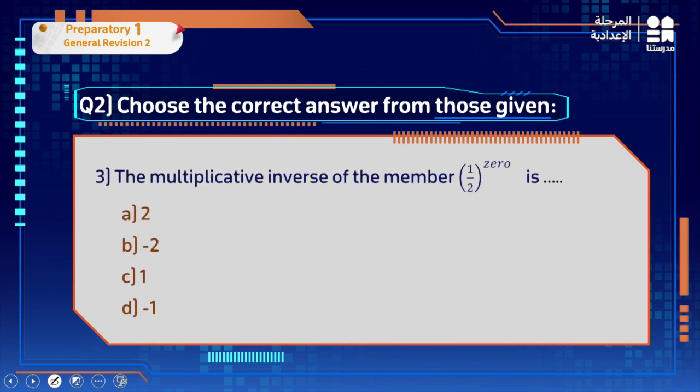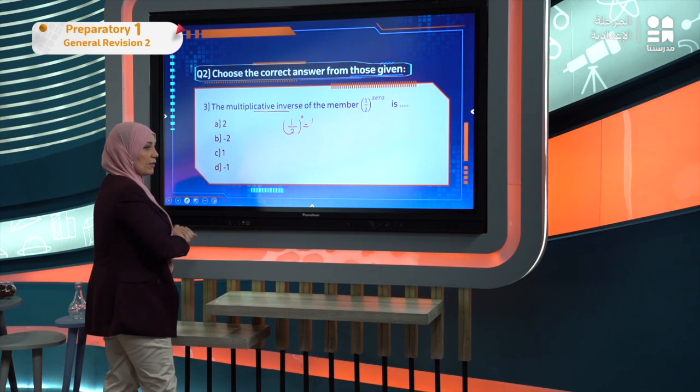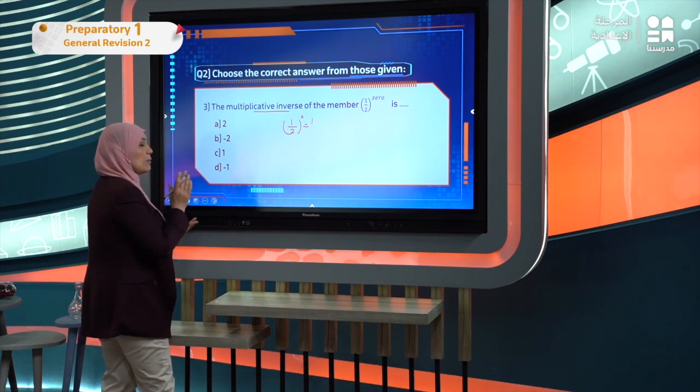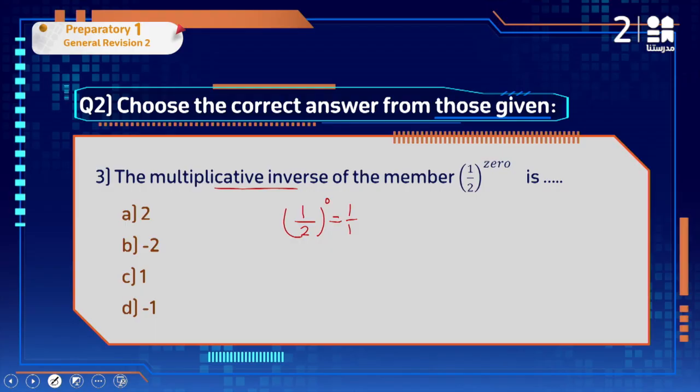Number 3, the multiplicative inverse of the number half to the power of 0 is what? As we know, any number to the power of 0 is 1, except 0 to the power of 0. Okay? So the multiplicative inverse, we need to flip the fraction. We need to flip the number. This one is already over 1. So 1/1. When I flip it, it will be also 1/1, which is 1.